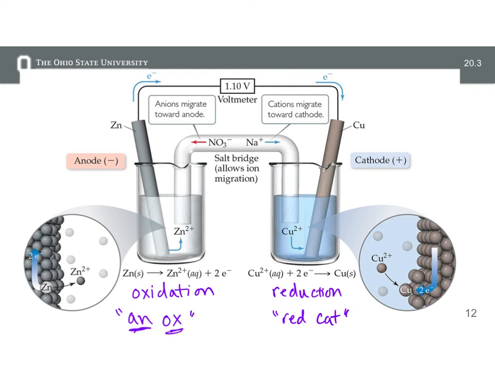If we didn't have that salt bridge, what we would see is electrons flow momentarily from the anode to the cathode and then stop. Basically the salt bridge completes the circuit and allows for the redox reaction to take place.